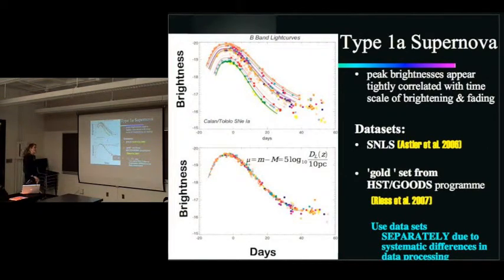And then you have the supernova data. They form standard candles because their peak brightnesses appear to be very tightly correlated with the timescale of their brightening and their fading. We use two data sets, the Legacy Survey supernovae as well as the Gold set from the HST GOODS program. We use them separately because there are systematic differences in the data processing. So when I talk about my two different data sets, basically the only difference between them is the supernovae that I use in the two of them.